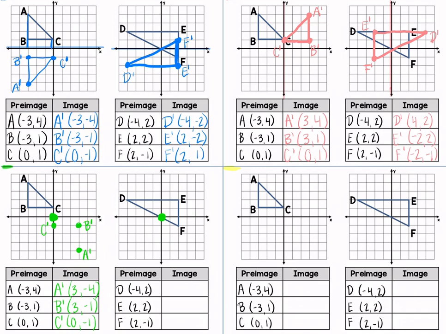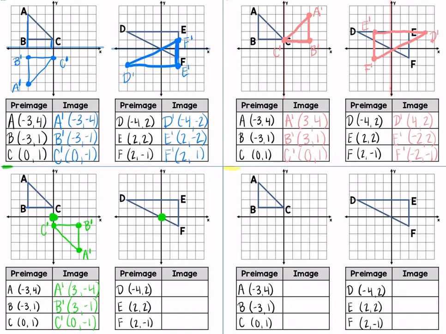So then your image is right here. Okay, now if you draw a straight line, I'm going to show you. If you drew a straight line from A to A prime, you go straight through the origin. That means it was a reflection across the origin, okay?